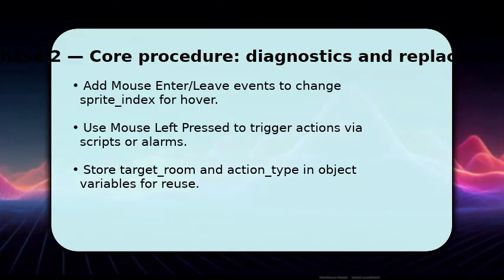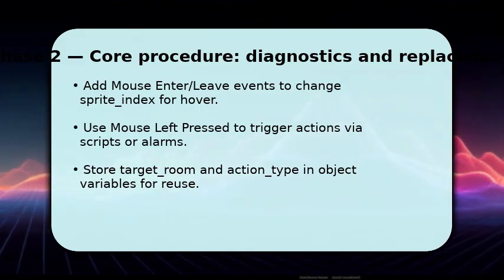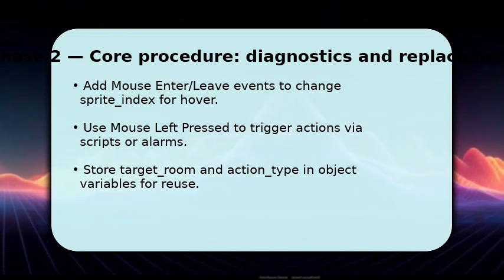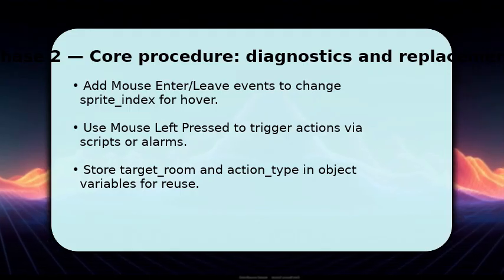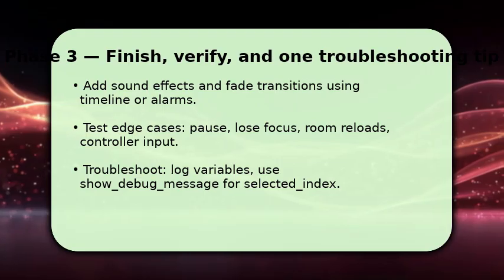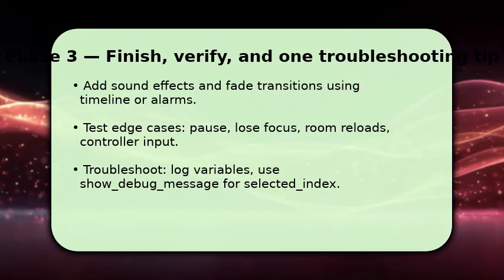Once this is working, test keyboard navigation with key press events to change selected index and simulate clicks. This makes the menu accessible. Finish by polishing transitions, adding sound on hover and click, and implementing a fade using a persistent controller or timeline.